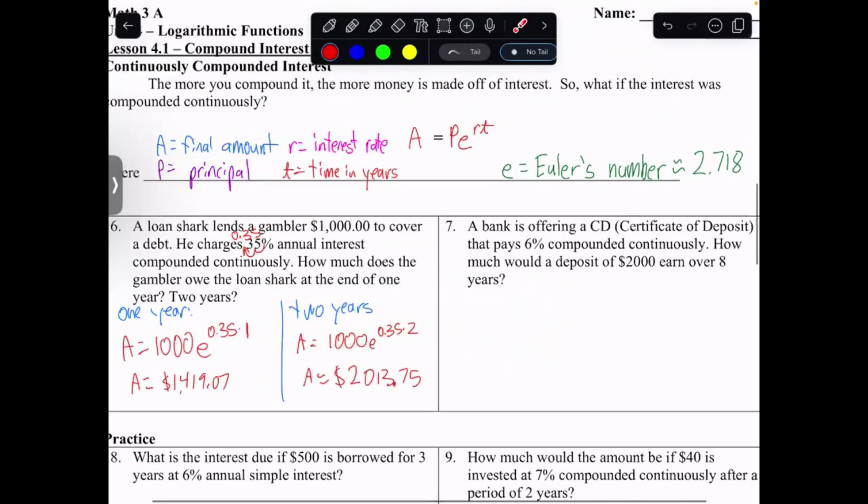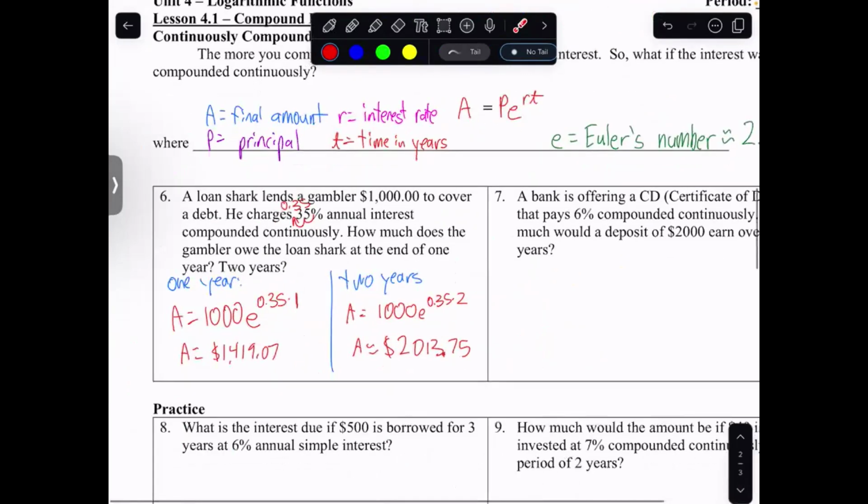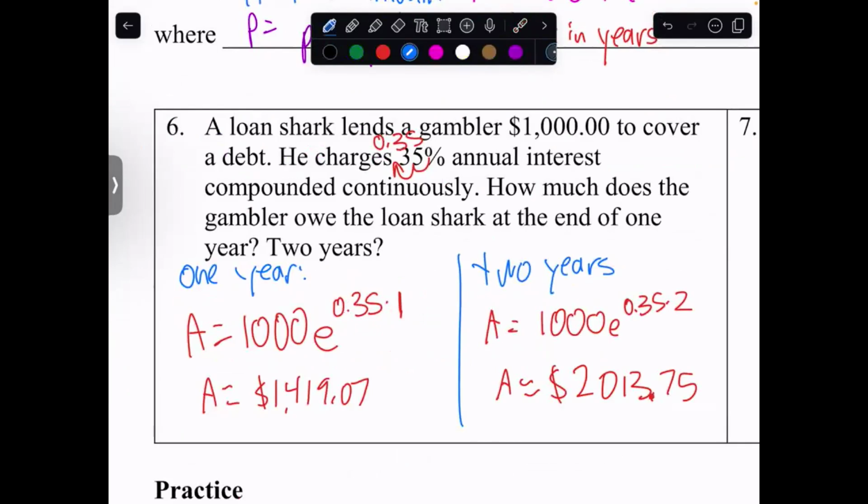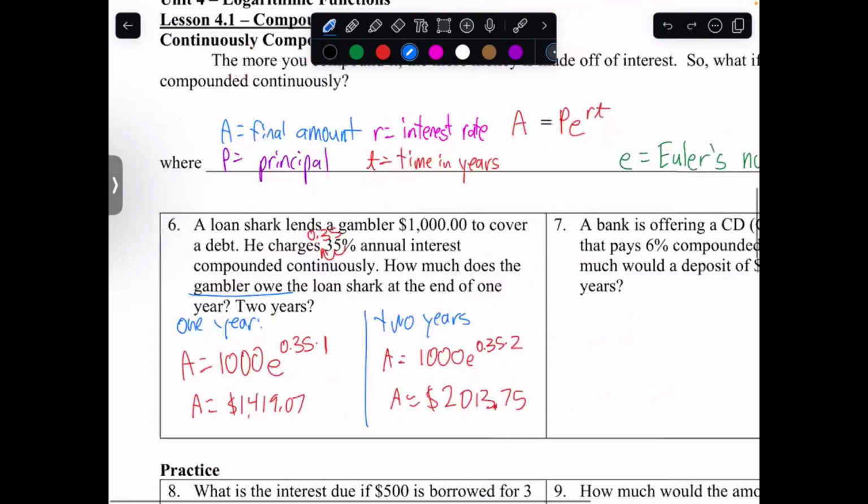Okay, so again, let's check. Is this the final answer? The question was, how much do they owe? So yes, they owe the full amount, right? You don't subtract because we don't care about the interest only. We want the full amount. All right, go ahead and try problem 7, please.